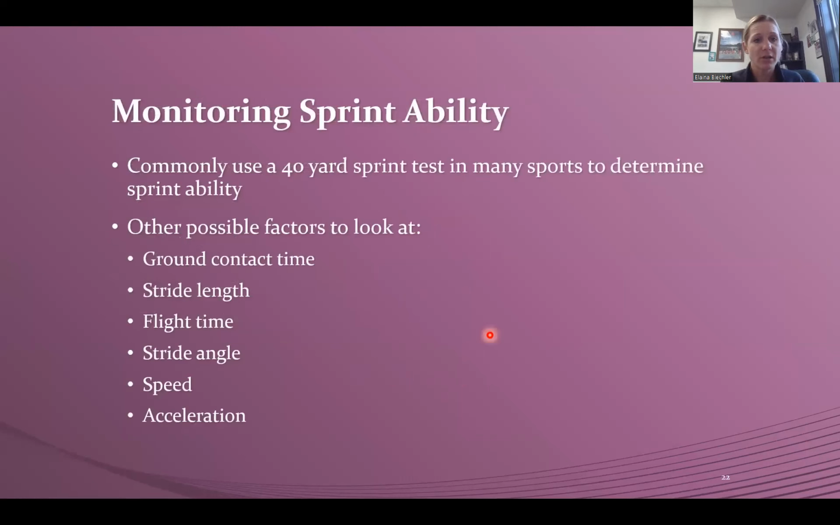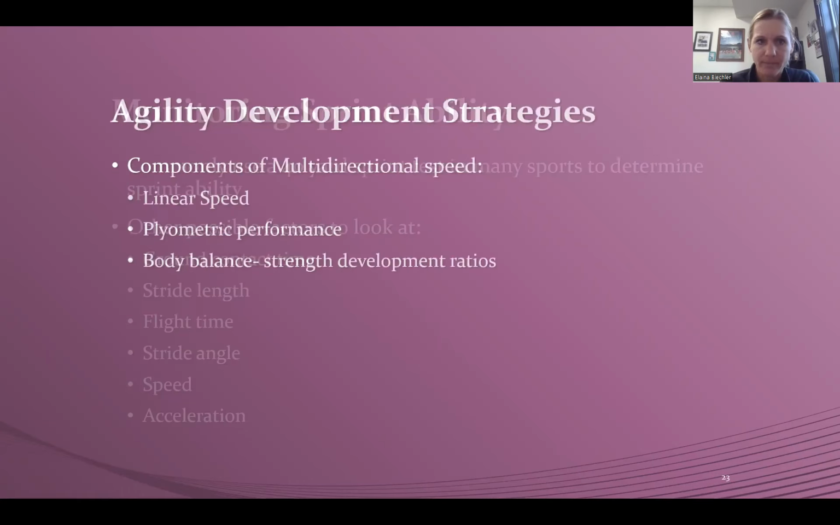Okay, so when we think about monitoring our speed ability, it's very common to use a 40-yard sprint test in many sports. This gives us a really good indication of where their sprint capacity is. Because there are some errors in sprint timing, other tests may be used, and we might want to use something that's sport specific as well. But this is a pretty standard test we could utilize. Other possible factors to look at: ground contact time, stride length, flight time, stride angle, speed, and acceleration as well. Lots of different things to think about when we assess that.